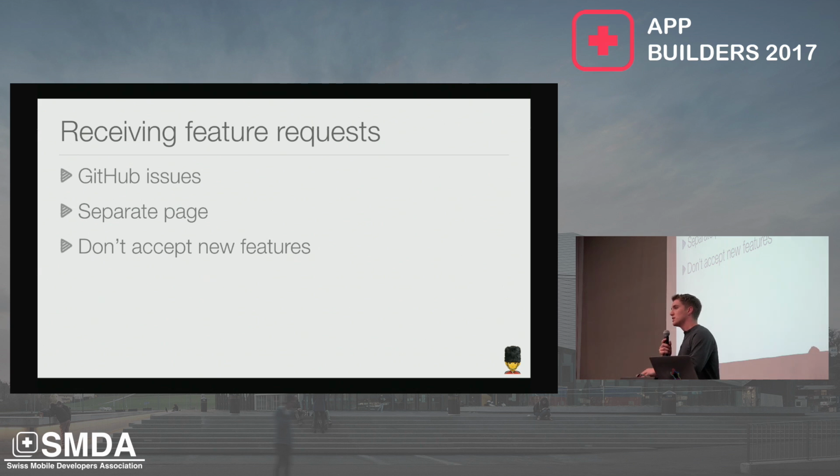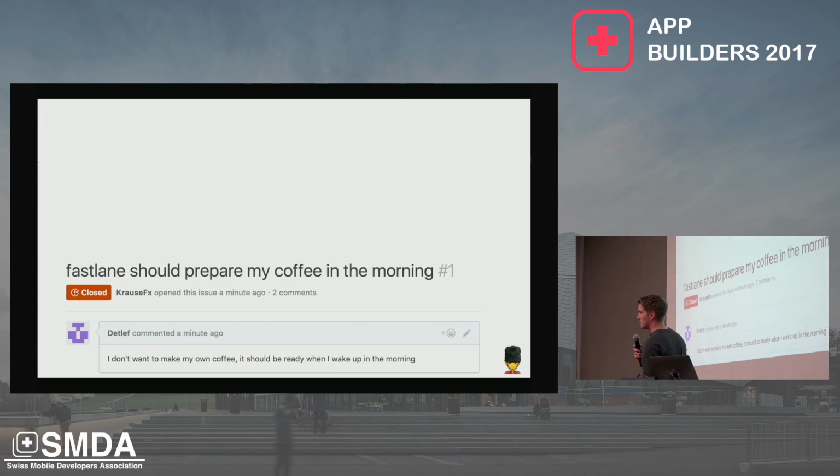So you as a project maintainer have to have a way to turn down a feature idea if you don't agree with it. And why is that important? Well, with Fastlane, very often the following happened.